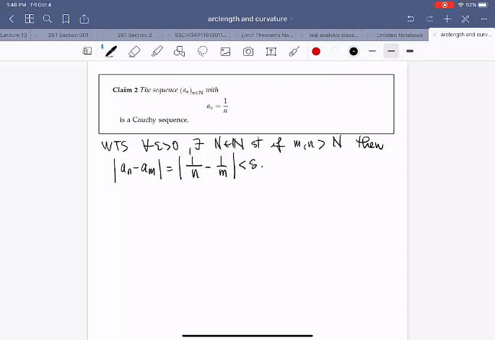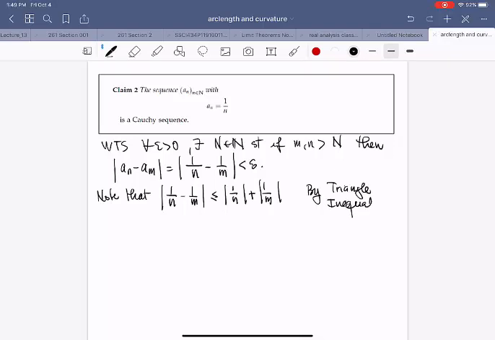Now, let us look at this quantity here that we are trying to estimate. We note that the distance between 1 over n and 1 over m is less than or equal to 1 over n plus 1 over m, and this is by the triangle inequality. But this is precisely 1 over n plus 1 over m. Now, if we want to make all of this less than epsilon, it suffices to make this less than epsilon over 2 and this less than epsilon over 2, right?